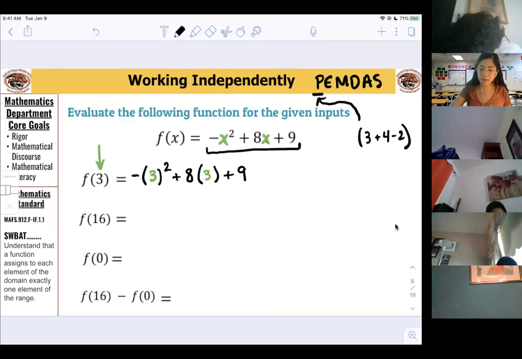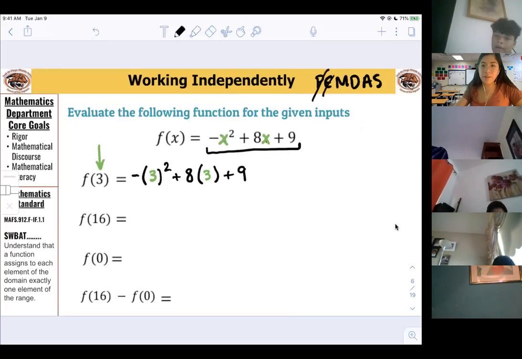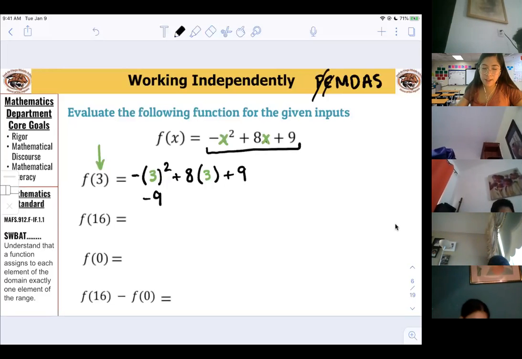So P is done. E stands for exponents. I do have 1 exponent, so I'm going to do that one first. So I have to do 3 to the power of 2. What's that? 9. Remember, you're multiplying it by itself, so 3 times 3 is 9. And that negative symbol comes with me. That's not going away.